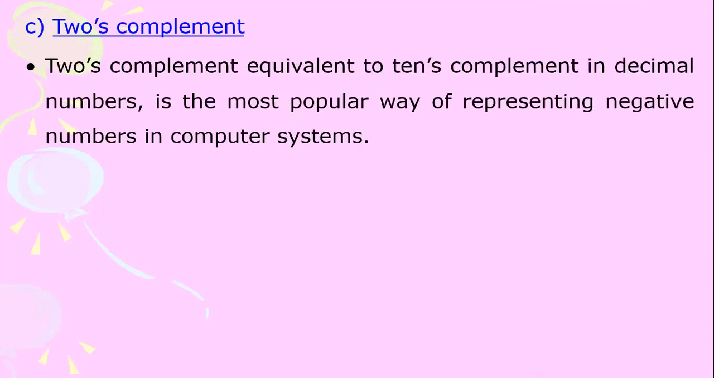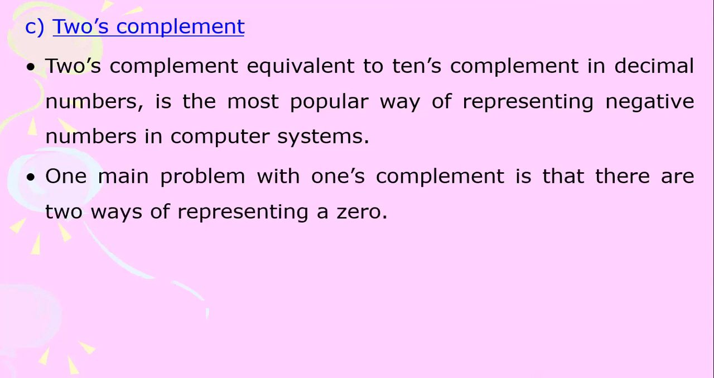Let's now look at 2's complement. 2's complement, equivalent to 10's complement in decimal numbers, is the most popular way of representing negative numbers in computer systems. One main problem with 1's complement is that there are 2 ways of representing a 0, just as we have seen.